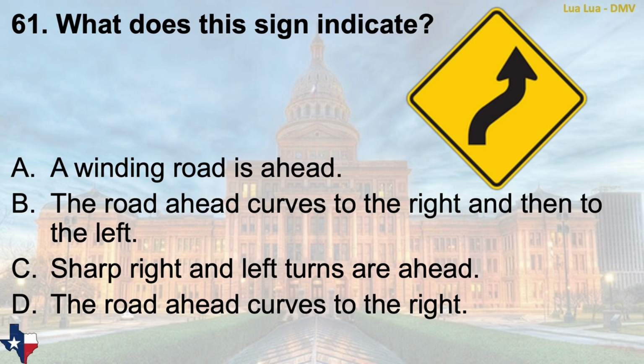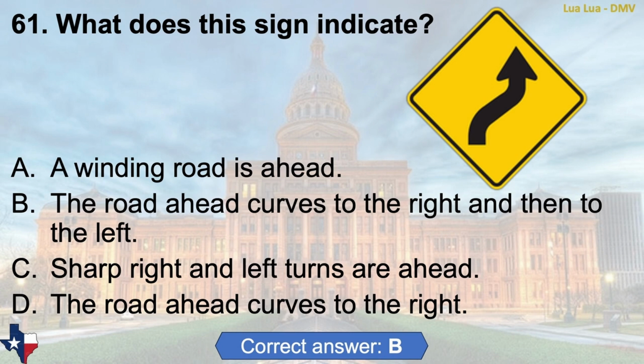Question 61. What does this sign indicate? A. A winding road is ahead. B. The road ahead curves to the right and then to the left. C. Sharp right and left turns are ahead. D. The road ahead curves to the right. The correct answer is B. The road ahead curves to the right and then to the left.